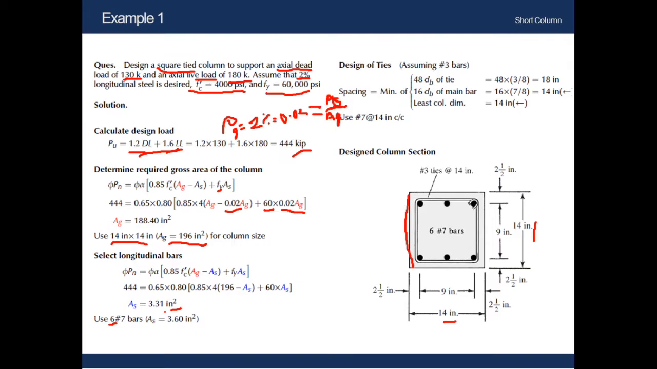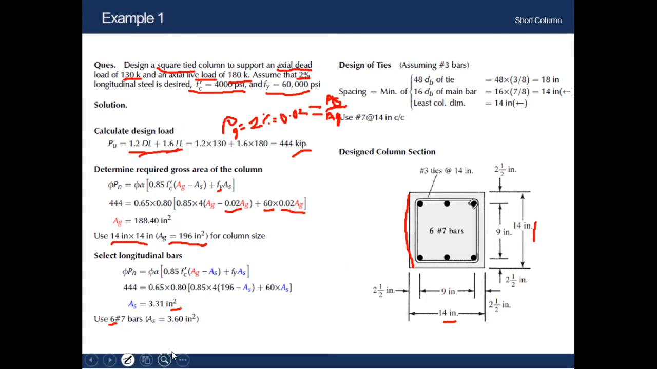Here also we have considered the higher rounded value. It may come to something like 5 point something, but considering the higher rounded value, the value will be 6. So 6 number 7 bars should be used in this column. So we are using 1, 2, 3, 4, 5, 6 number 7 bars. We'll have to conclude in this way.